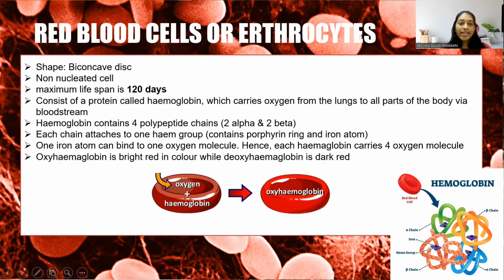One iron atom can bind to only one oxygen molecule. Hence, each hemoglobin carries 4 oxygen molecules. Oxyhemoglobin is bright red in color, while deoxyhemoglobin is dark in color. As you can see here, when oxygen binds to hemoglobin, it will form oxyhemoglobin.